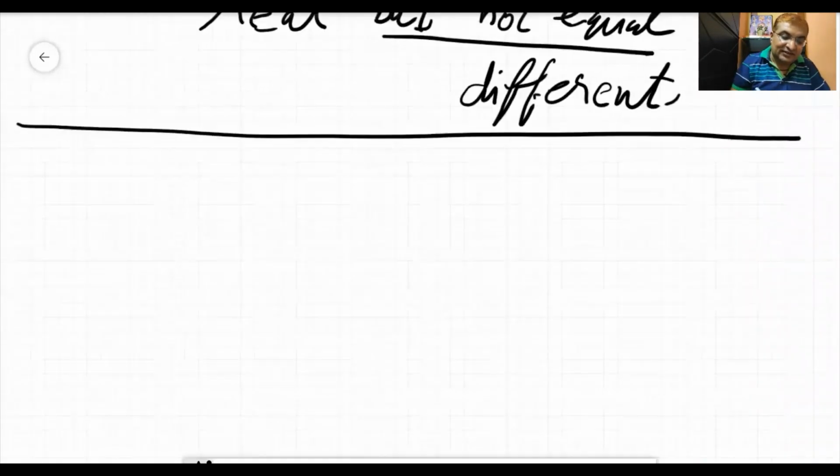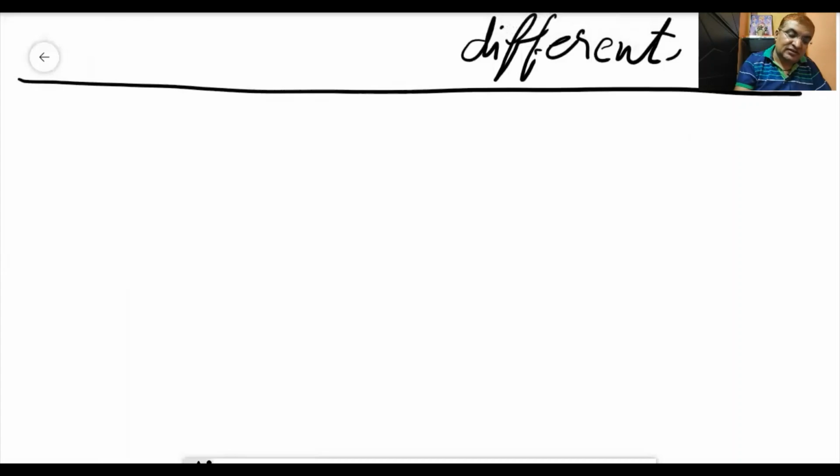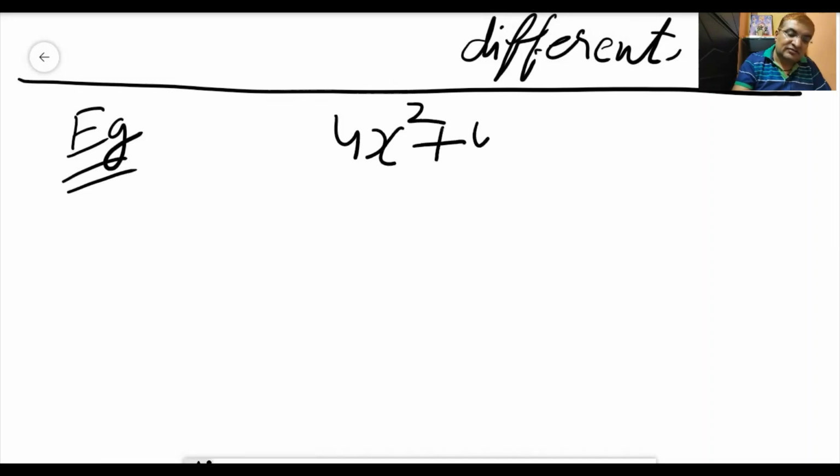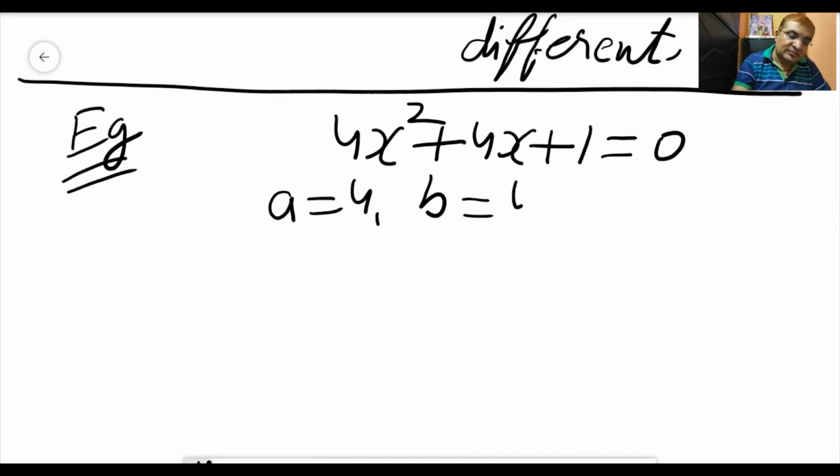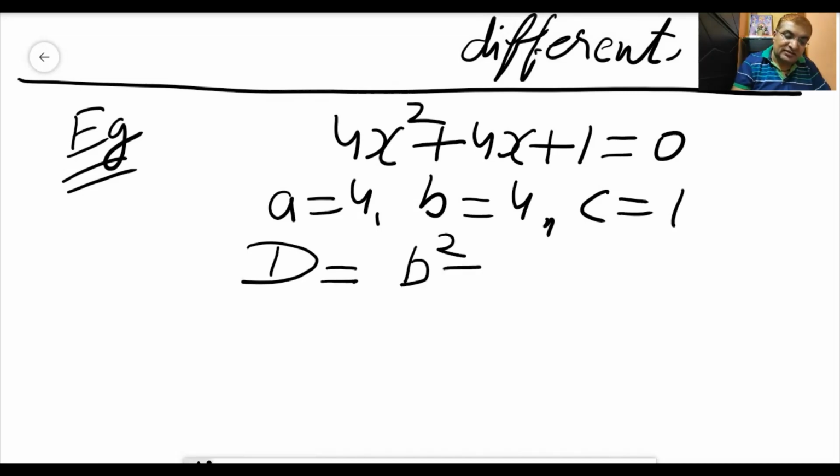We'll take the second case. Please do the observations. Let's have an example. Example number 2. In this, we can see the quadratic equation as 4x square plus 4x plus 1 is equal to 0. Now for this quadratic equation, a is equal to 4, b is equal to 4, and c is equal to 1. Now, as we do usually, we'll move forward. The formula for d is applied. The discriminant we are calculating is b square minus 4ac.